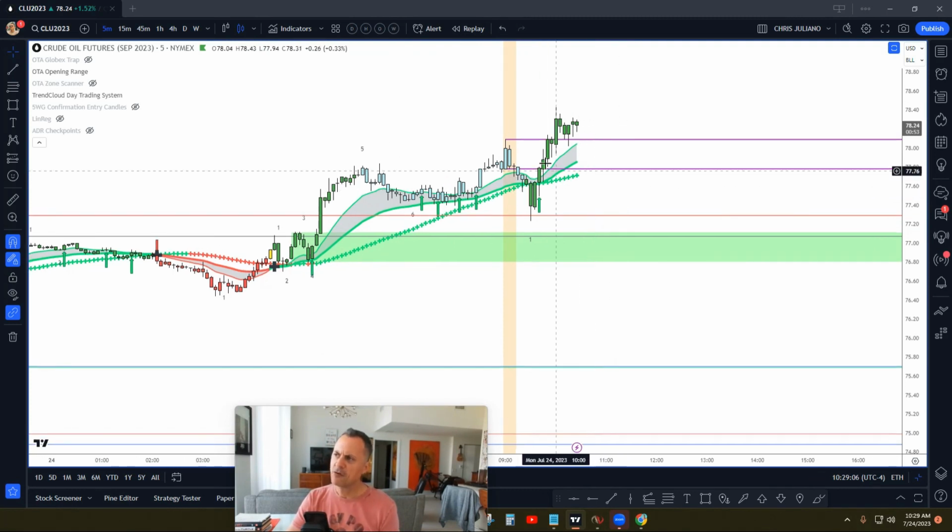And what happens here on the opening range? We're breaking below. We're breaking out to the downside in the opening range on crude oil. However, we're in an uptrend on the 1 hour. We're cycling up on the 4 hour. Momentum is up on the 4 hour. Up, up, up. But we're breaking to the downside.